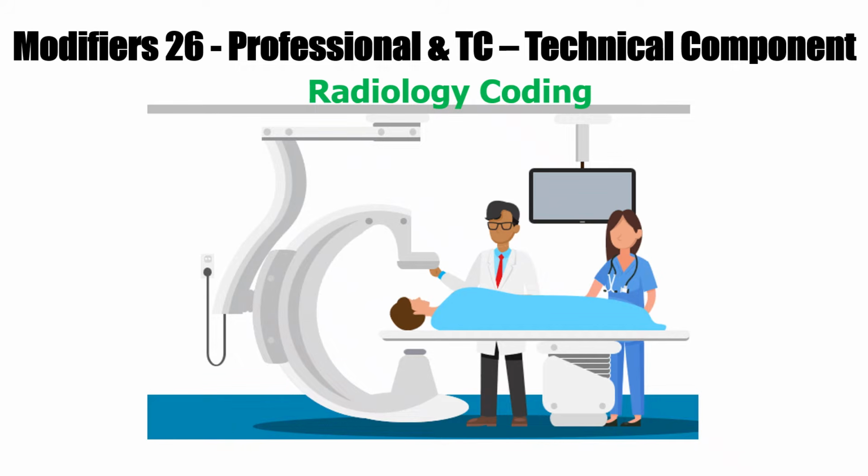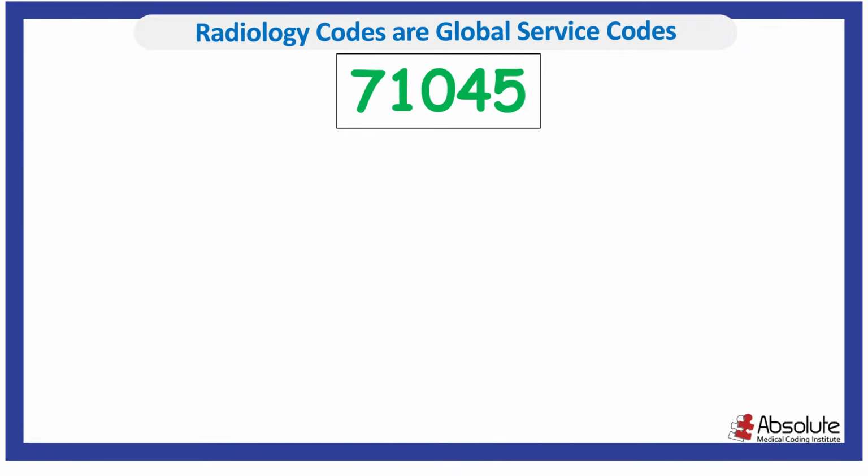Now I'm going to show you. All right, so look at code 71045. This is a radiology code. This is a chest x-ray, and it is considered a global code. Yes, in fact, all of the radiology codes are global codes because it's understood that there are many items bundled into this code. In addition to the service, the radiology service, the use of the radiologic equipment is bundled.